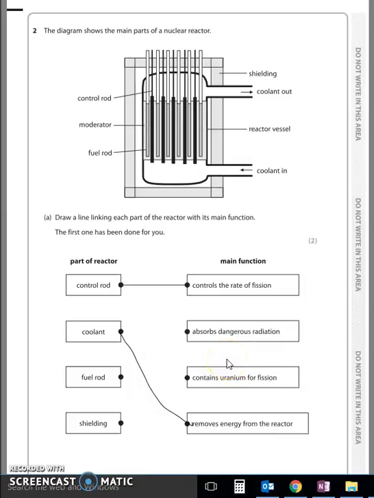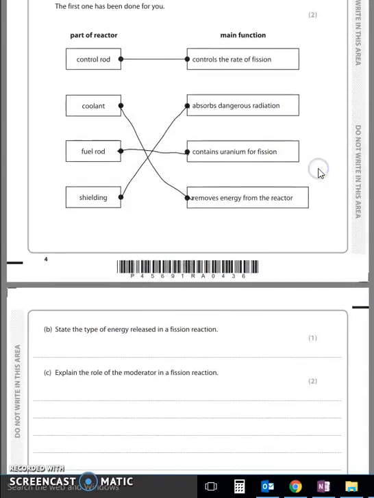Okay, this is question 2, June 2016. The control rods control the rate of fission. So the first one's on for us. What does the coolant do? It removes energy from the reactor. What does a fuel rod do? It contains uranium for fission. Those are basically the fuel that goes into a nuclear reactor. So that leaves the shielding to absorb the dangerous radiation. Not a hard one to start with.